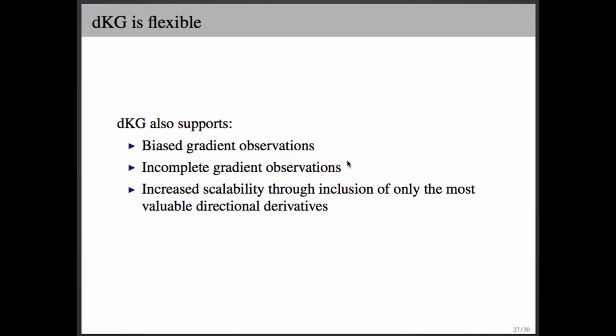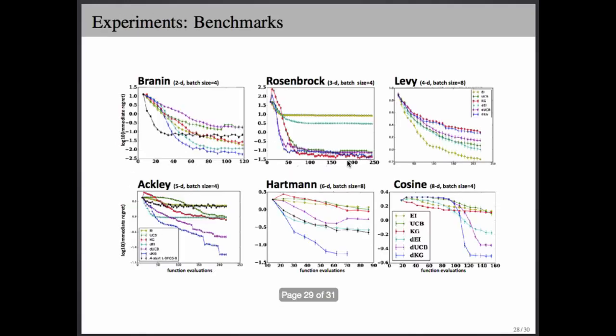DKG is also flexible. We can incorporate biased gradient observations using ideas from multitask Bayesian optimization and incomplete gradient observations, in particular observations of single partial derivatives. I'm now going to hand it to Andrew, who's going to talk about experiments.